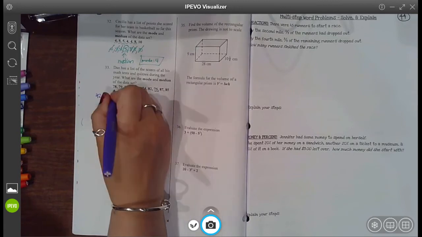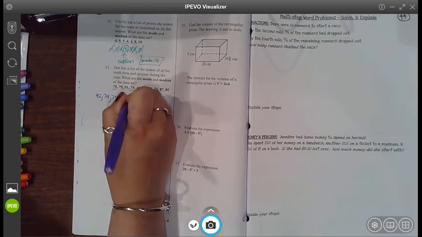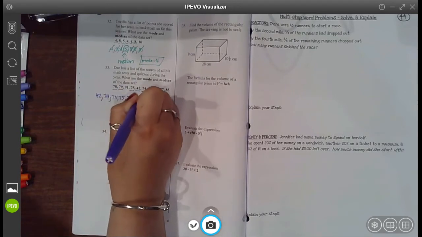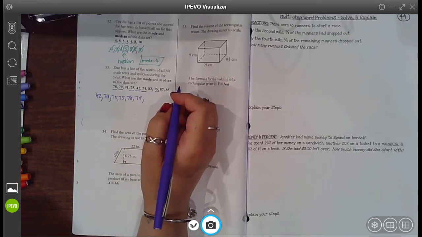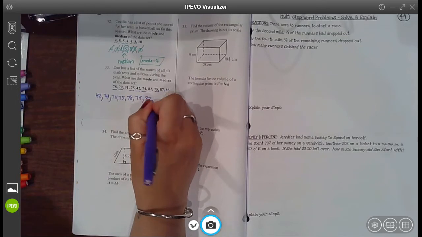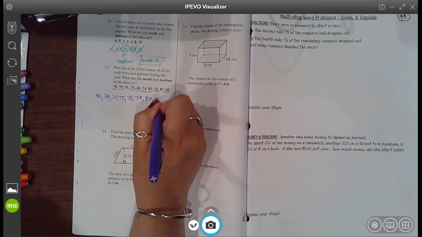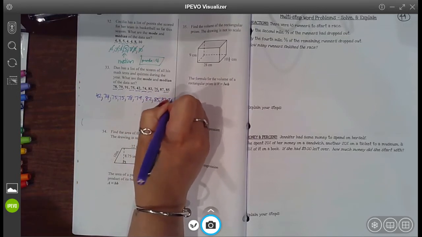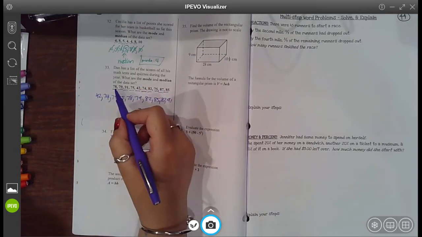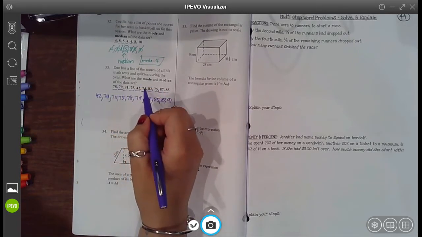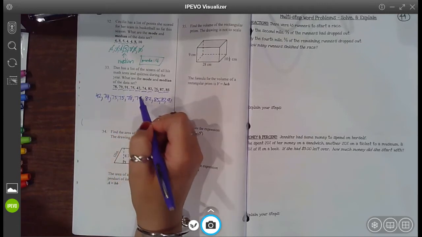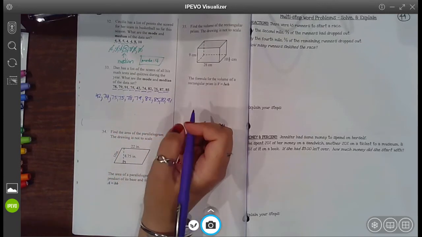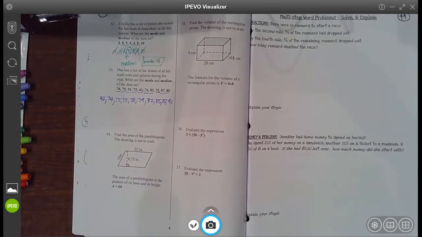78, I think, is the next. And then 79. And then 82, 85, 87, and 91. Okay, double check. 1, 2, 3, 4, 5, 6, 7, 8, 9, 10 numbers. Perfect. Okay, so now cross off to the middle.